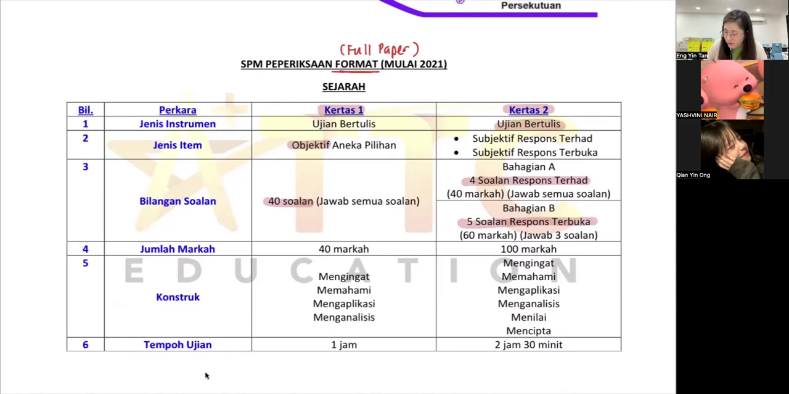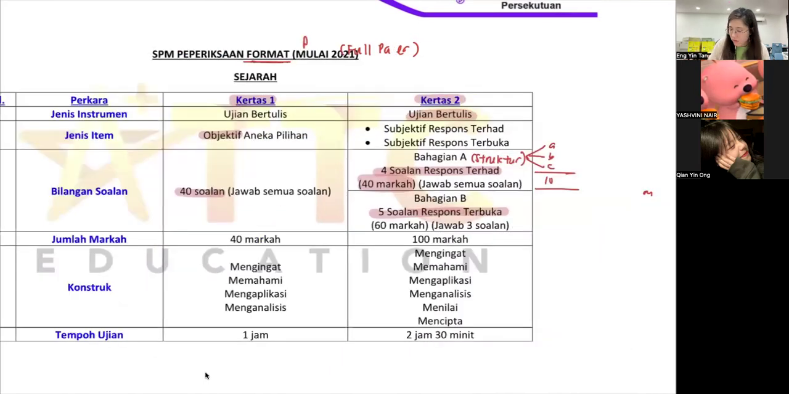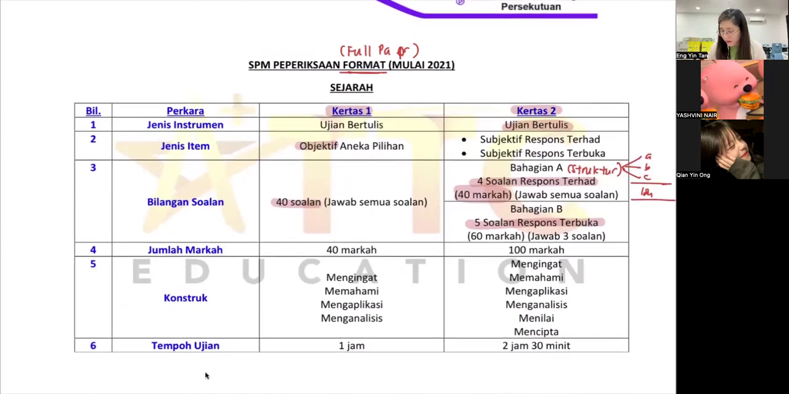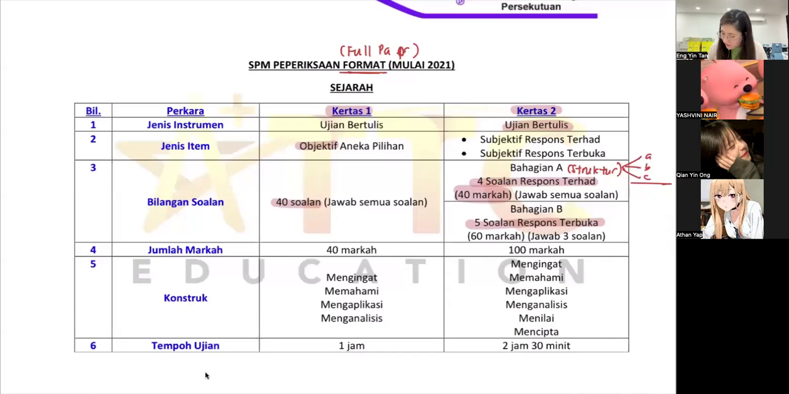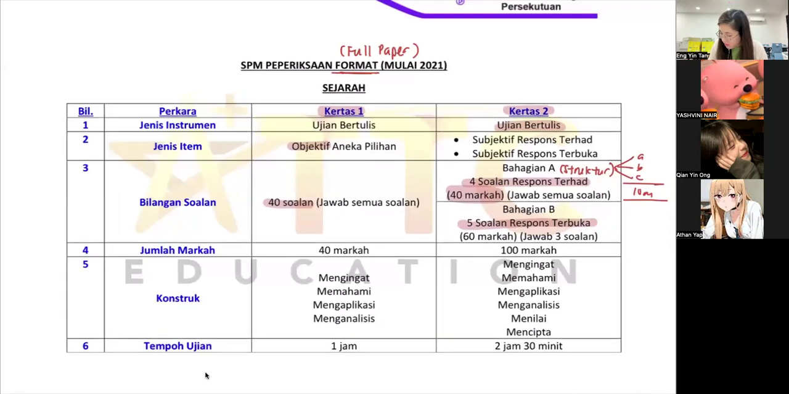So the 4 structured questions, remember, structured means there are parts A, B, C, and the ABC total is worth 10 marks. So remember, each question is worth 10 marks. Sorry, a bit of an adjustment there.